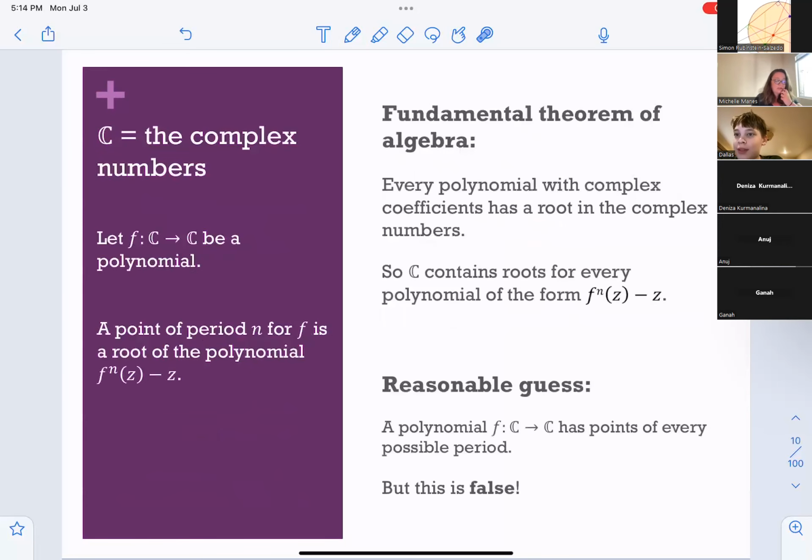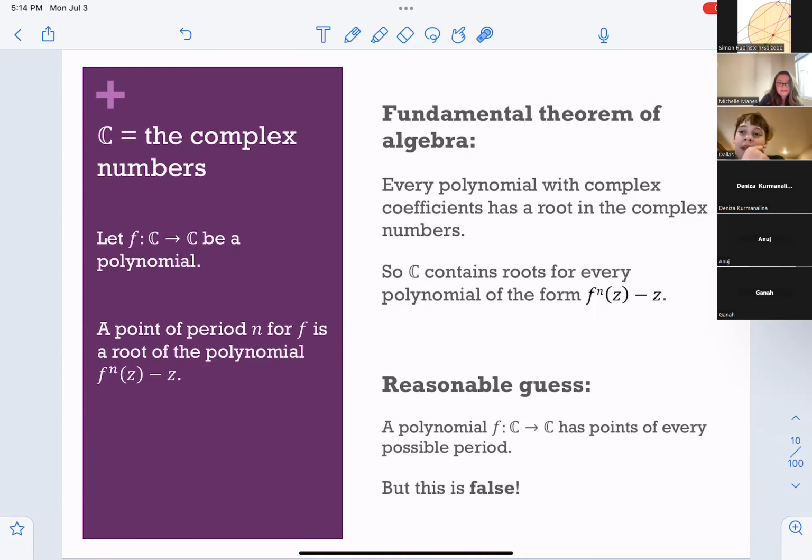Okay, so the first one that we can answer is for the complex numbers. There's this very cool theorem that we know about the complex numbers. It's called the fundamental theorem of algebra, which tells you how important it is. Every polynomial with complex coefficients has a root in the complex numbers. So if I think about these fixed point polynomials, right?